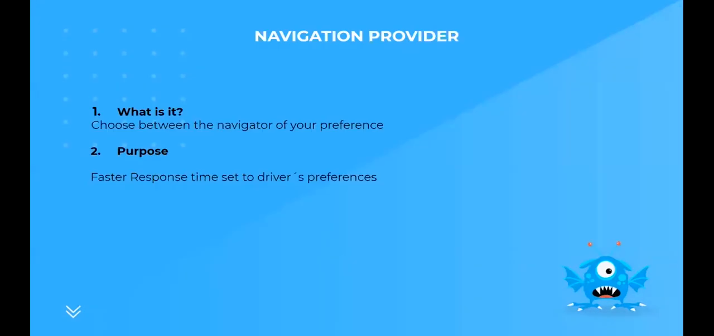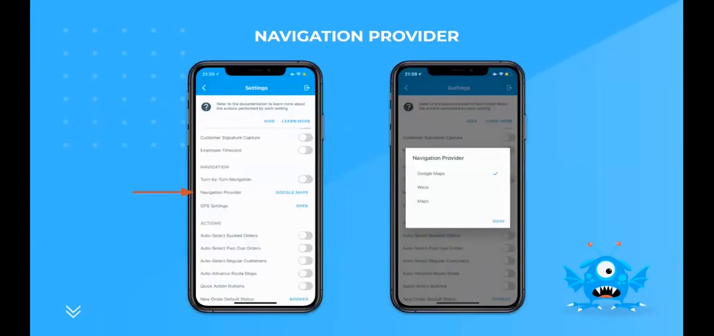The second set of navigation settings is actually the navigation provider. This will let you choose between the navigation of your preferences, giving the driver an edge and faster response. When you actually go to the settings, these are the options that you are going to see. As soon as you hit this option right here, it will give you these three options: Google Maps, Waze, and Maps, which belong to the Apple company.